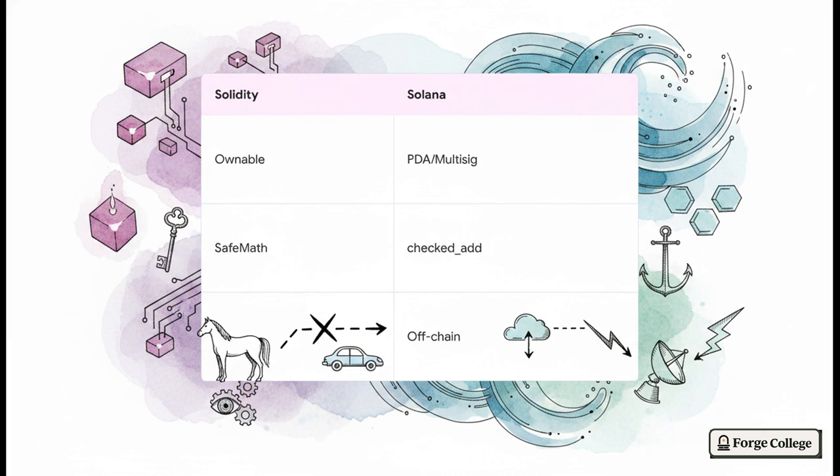Or what about safe math? Look, bringing EVM's safe math over to Rust is literally like bringing a horse to a Formula One race. It's totally unnecessary because Rust already has checked math built right in with checked_add and checked_sub.